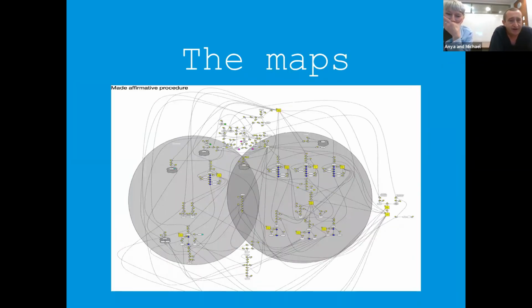So whilst the model is generic, over the top of the model there are all these procedure maps. And most of our time in Clerks is spent mapping procedures like this. You probably can't see very much of it, but it's a logical arithmetic procedure map for the made affirmative statutory instrument procedure.